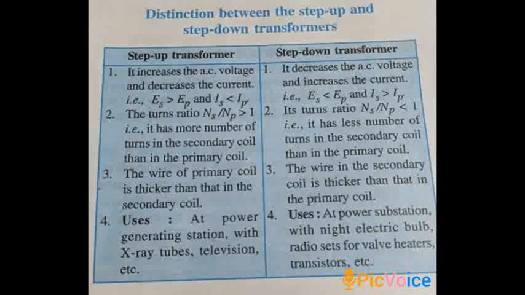And here the uses of step up is at the power generating station, X-ray tubes, television, etc. Whereas in step down it is at the power substation. Then the electric bulb, radio sets for the wall heaters, transistors, etc. So the summary of whatever you have done. With the help of whatever has been taught, the distinction between the step up and step down transformers is given. So this completes your chapter.